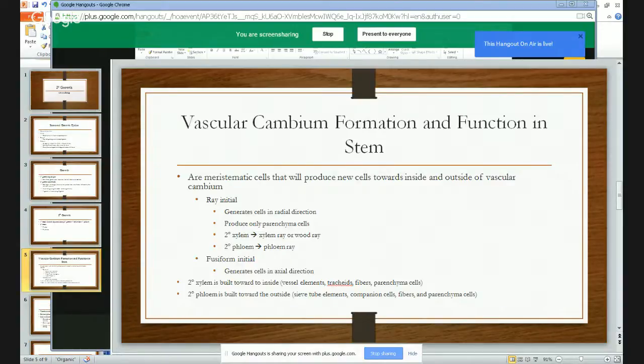And then if you have secondary phloem, that's going to be produced to the outside of that vascular cambium. And this is going to be made up of the sieve tube elements, the companion cells, some fibers, some vessel elements. Sorry, not vessel elements, just fibers and parenchyma cells. I looked down at the diagram there and saw vessel elements and thought that.